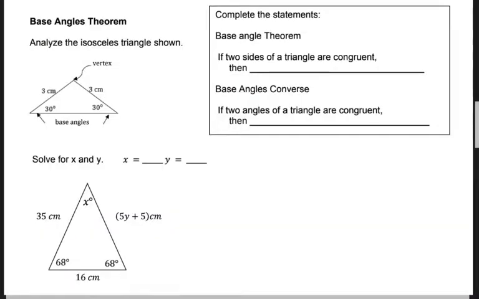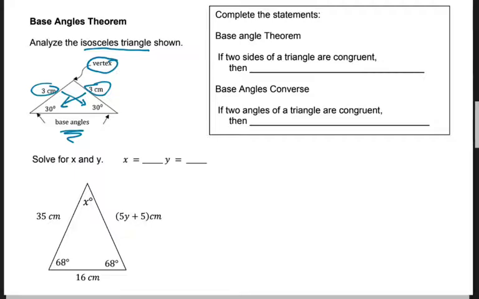All right, our last theorem is the base angle theorem. And basically what I want you to notice here is that we have an isosceles triangle. And I know it's isosceles because we have a minimum of two sides that are congruent to each other. So the angles that are across from those congruent sides, they have to be equal to each other as well. And we call those two angles the base angles.